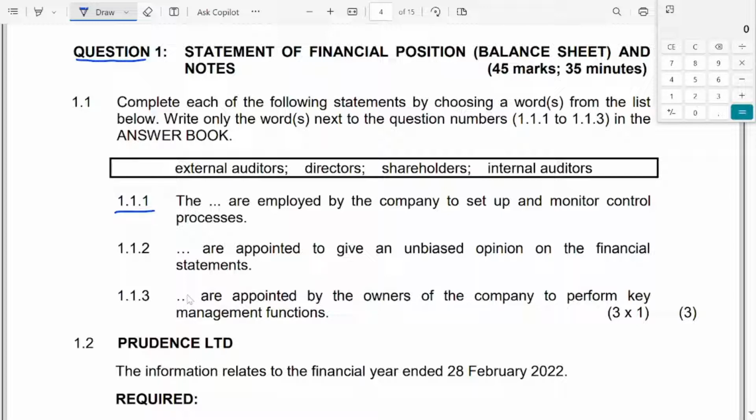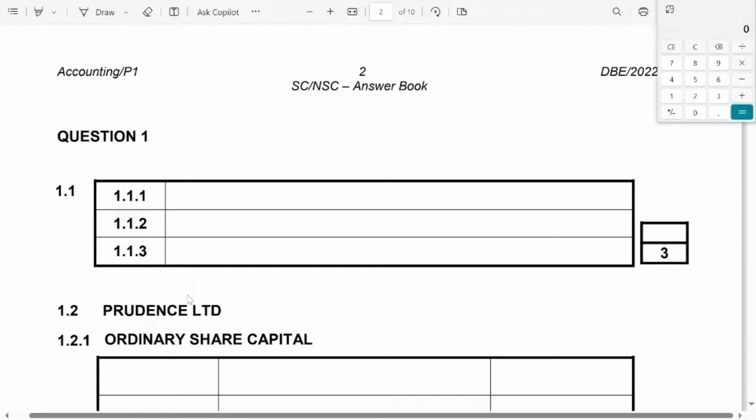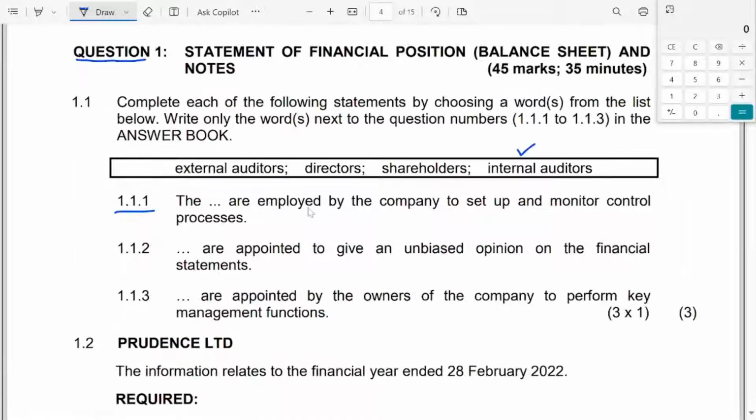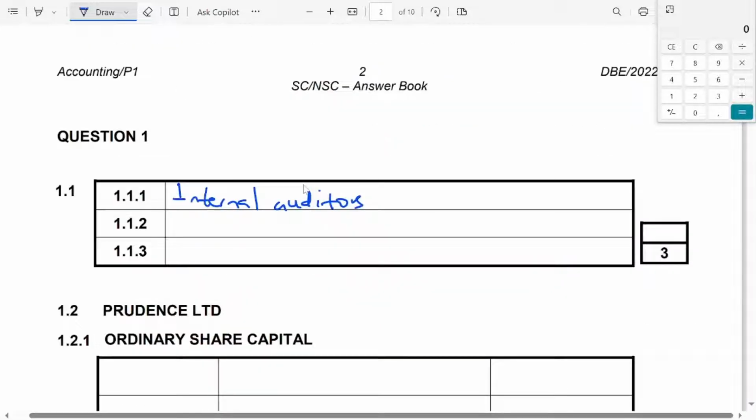So in this one, they are talking about what? They are talking about the internal auditors. So these are the internal auditors. Are appointed to give an unbiased opinion on the financial statement. So these are the external auditors.